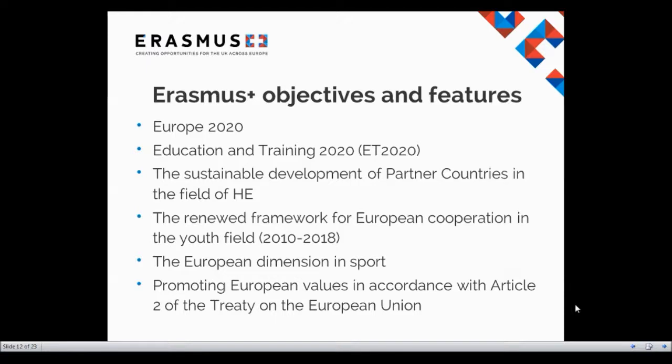Now, it is very important to link your Key Action 1 youth project to the overarching European priorities and show the added value of carrying out a youth project on a European level. When doing so, it is important to keep the general objectives of the Erasmus Plus program in mind, as well as the important features of the program. The general objectives of Erasmus Plus are to contribute to a number of policies, which are those you can see on the slide.